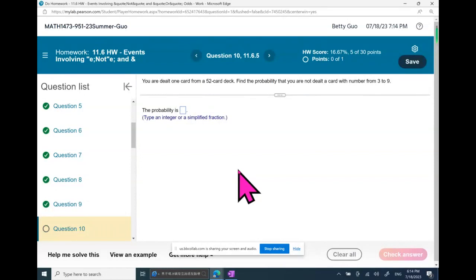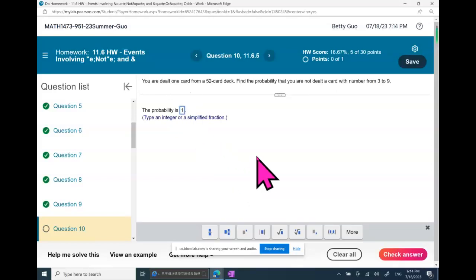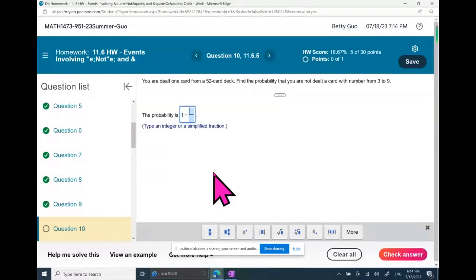Question number 10. You are dealt one card from a 52 card deck. Find the probability that you are not dealt a card with number from 3 to 9. The more straightforward way to find that is to find the probability that you are dealt a card with number from 3 to 9. Be careful with the wording. It said from 3 to 9, that means it includes 3, also includes 9. This would be different from saying bigger than 3 and less than 9, right? In that case, both 3 and 9 are excluded. But in this case, both 3 and 9 are included.